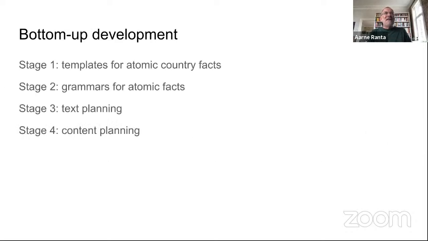So our plan here is to make a bottom-up development of an NLG system, and we start with something that is basically templates for atomic country facts. But the templates are implemented in GF. This is just to show that there is really no contradiction between GF and templates, because templates are just a special case of what GF is. And then we proceed to grammars, and we proceed to more text planning and content planning.